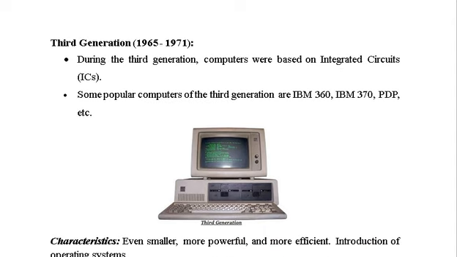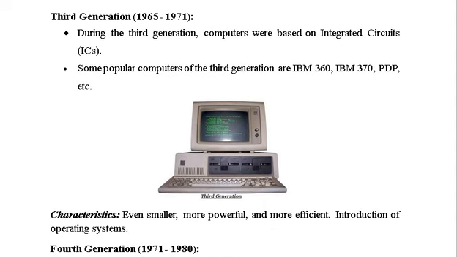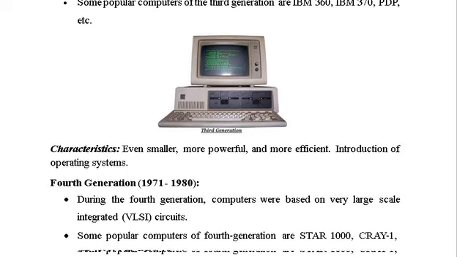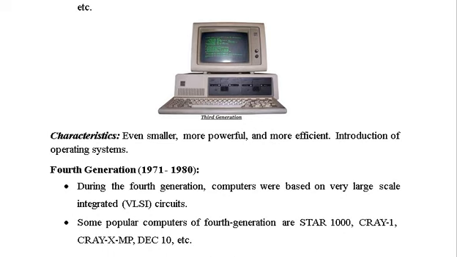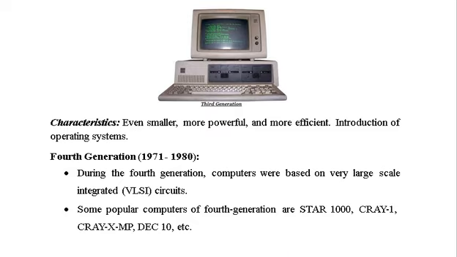And the third generation starts from 1965 to 1971. During the third generation, computers were based on integrated circuits, which we call ICs. And fourth generation, 1971 to 1980, the computers were based on very large scale integrated circuits, that is VLSI.